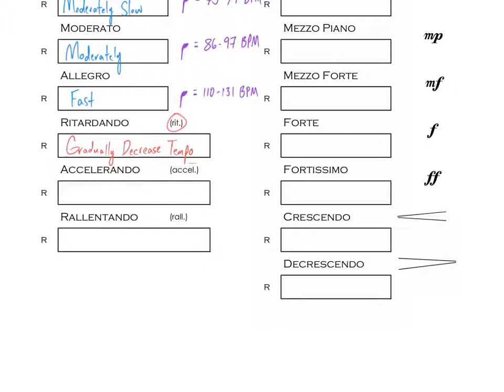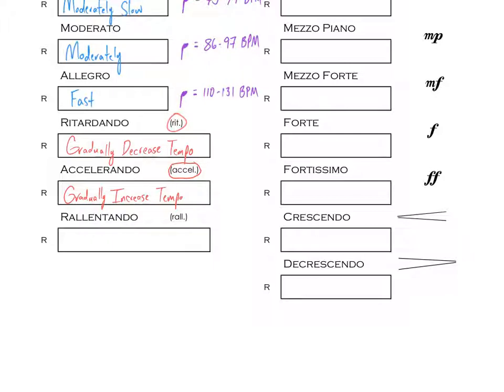Accelerando, and here's the symbol for it, that also usually appears below the measure, means to gradually, you guessed it, increase or speed up the tempo or speed.